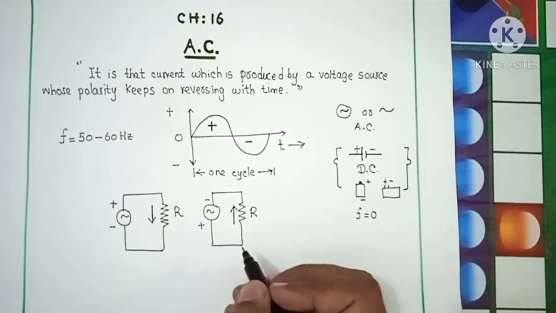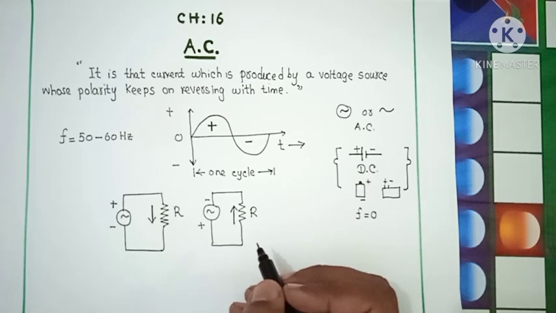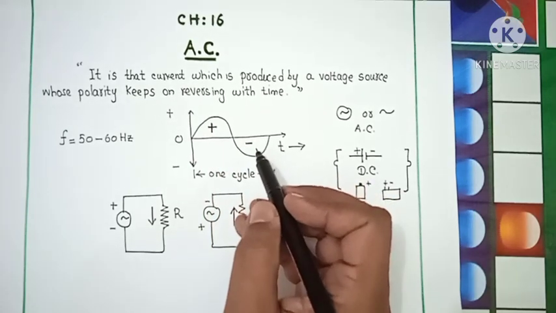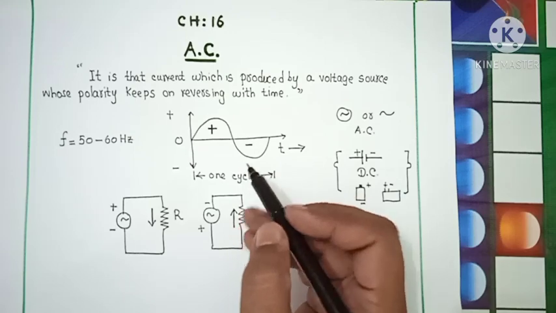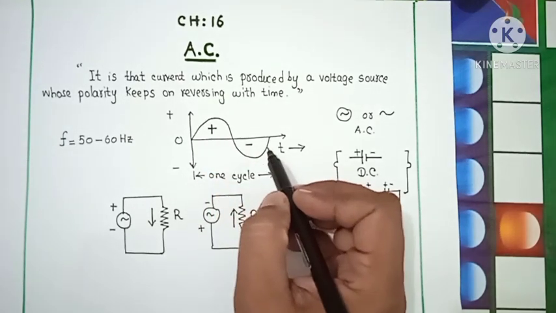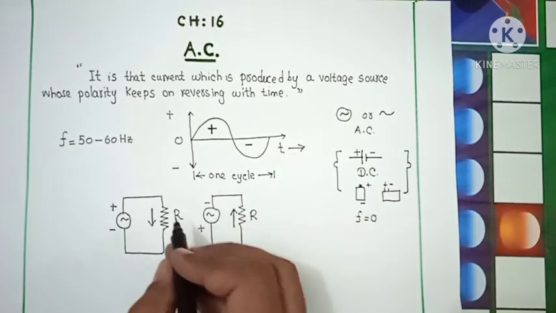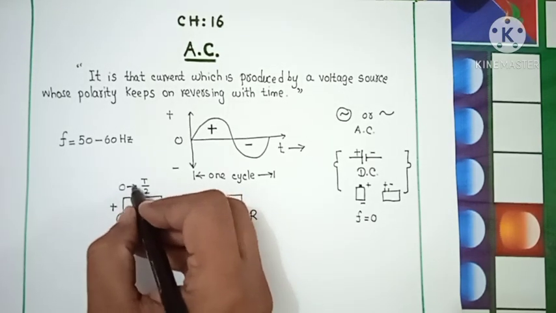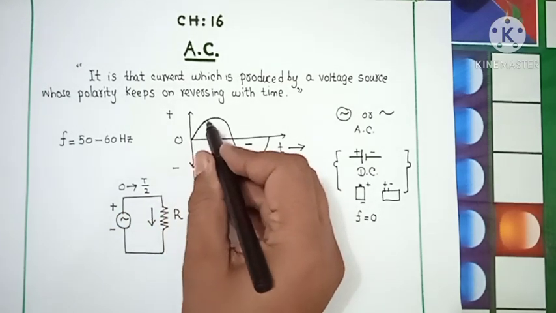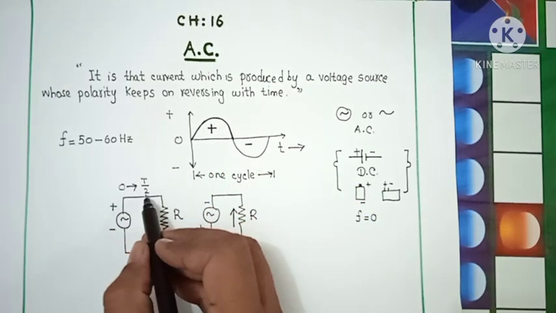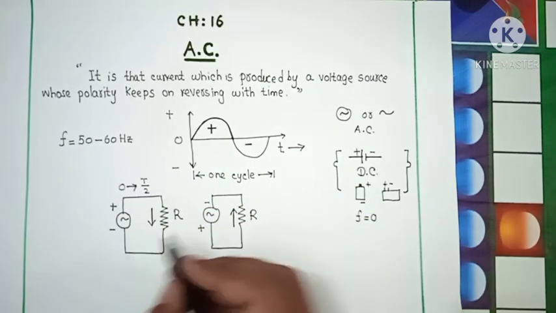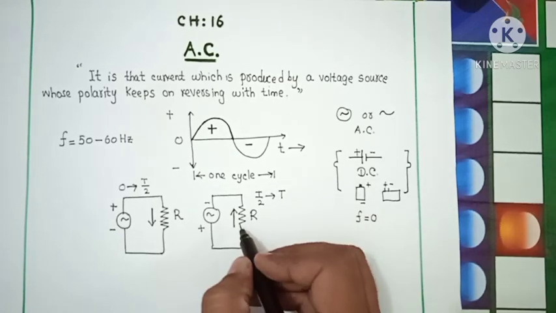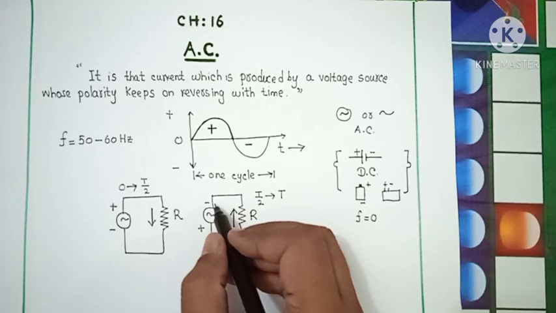So this is the explanation for alternating current. In terms of time period, the time required to complete one cycle of AC is known as the time period. During the interval from 0 to T by 2, that is half of the time period, the direction of current is clockwise, whereas from T by 2 to capital T, the direction of current changes to anti-clockwise.